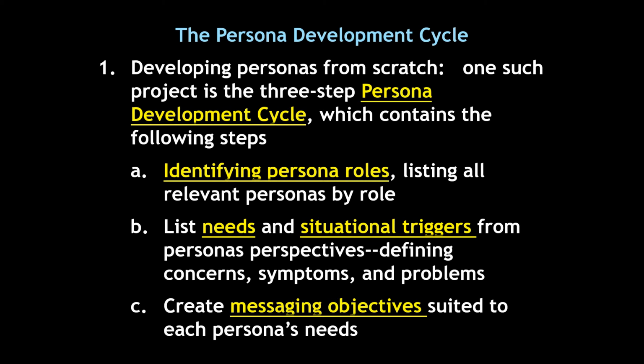Second, listing the needs and situational triggers from personas' perspectives, defining concerns, symptoms, problems, looking past the who and what into more of the how and why of our people that we're looking at. And then thirdly, creating messaging objectives suited to each persona's needs, understanding who our audience is, and based on that, delivering the message to them in the way that they can receive it and meeting them where they're at.